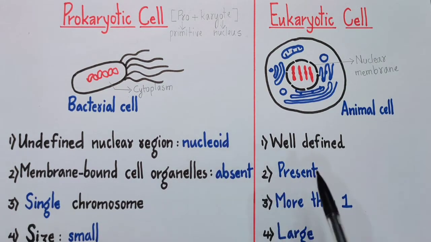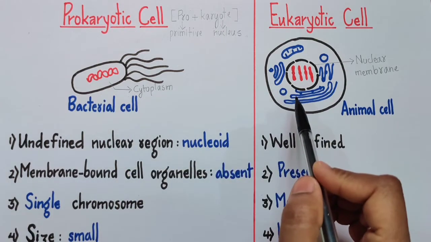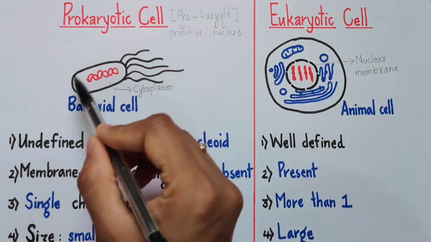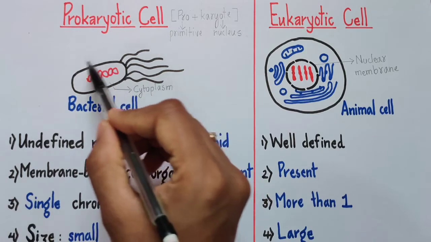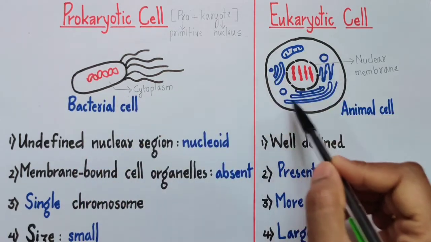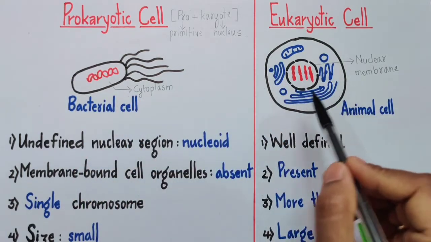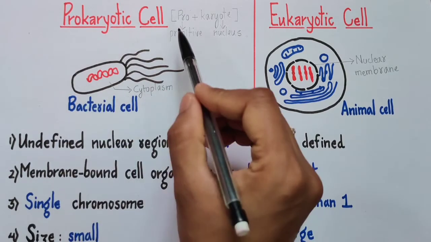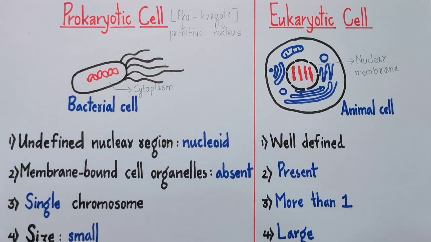Last but not least, if you observe these both diagrams, here the bacterial cell appear to be a bit smaller in size compared to animal cell, right? And this is the fact. The prokaryotic cells are smaller in size as compared to eukaryotic cell.